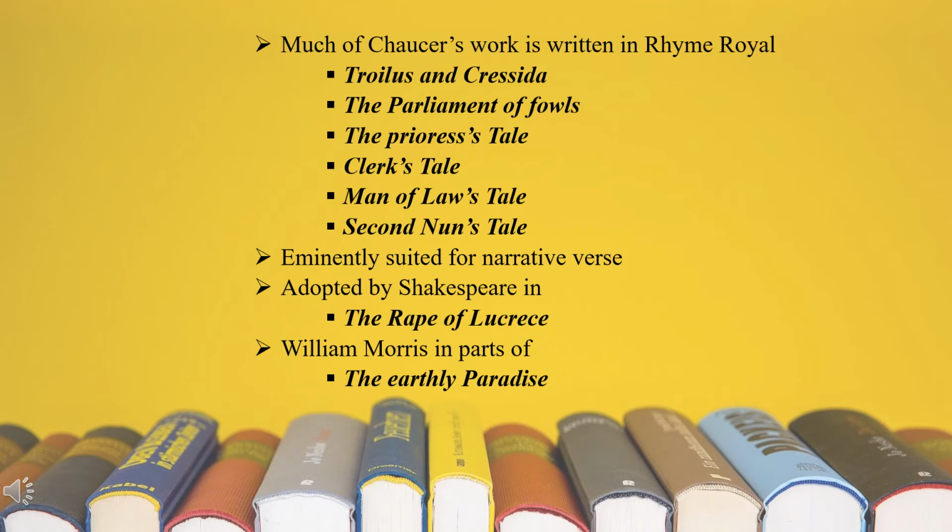Much of Chaucer's works are written in rhyme royal, such as Troilus and Cressida, the Parliament of Fowls, the Prioress's Tale, Clerk's Tale, Man of Law's Tale, Second Nun's Tale. And this particular stanza, rhyme royal, is eminently suited for narrative verse. And this was adopted by Shakespeare in his The Rape of Lucrece. And William Morris used rhyme royal in parts of his The Earthly Paradise.